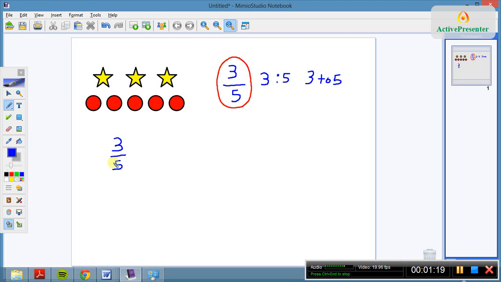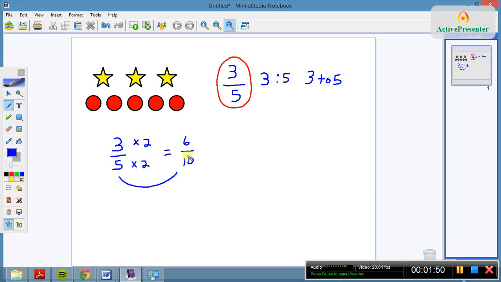Now, one of the things you might remember from when we were studying this in class is that fractions can have other fractions that are equal to them. So we said that we could get an equivalent fraction by either multiplying or dividing. So we could say that 3 times 2 over 5 times 2 gives us 6 over 10. And 6 over 10 is an equivalent fraction to 3 over 5. 6 over 10 is equal to 3 over 5.